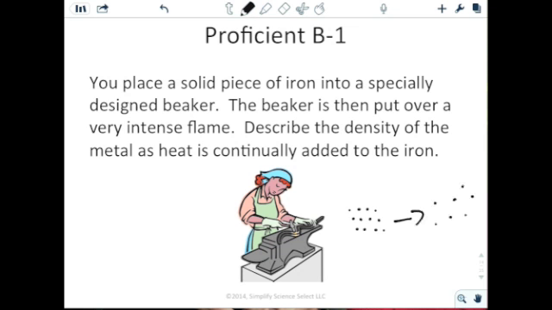And so what we see is that the volume is going to increase a lot, and then moving on even more to gas, the volume is really big, and so the density just becomes smaller, it decreases.